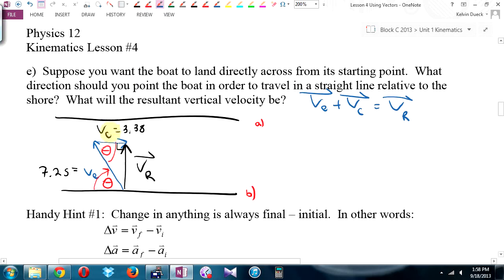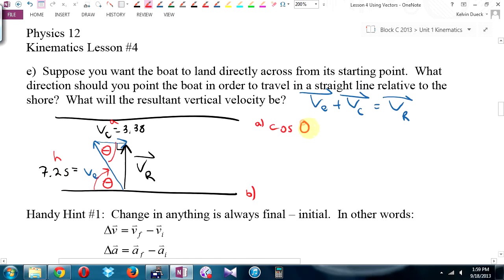Hey, VC, opposite, adjacent, or hypotenuse? Opposite. Adjacent, 7.25. V engine, hypotenuse. Hey, to find an angle for the first time all year, it's not tangent. To find an angle this time, what trig function is it? Cosine. It's not always going to be tangent, it's going to mostly be tangent, usually be tangent, not always be tangent.